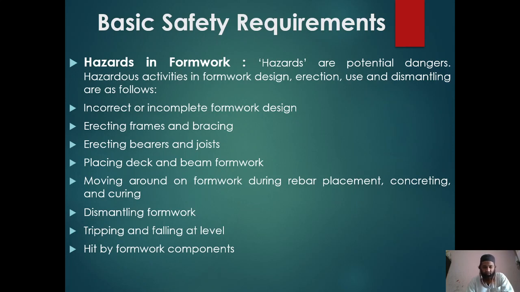Dismantling formwork. Tripping and falling at level at the edges. Sometimes the labors fall off, even that should be seen. So safety is very much important. Dismantling should also be seen. Hit by formwork components. Sometimes the labors are hit by formwork components also.